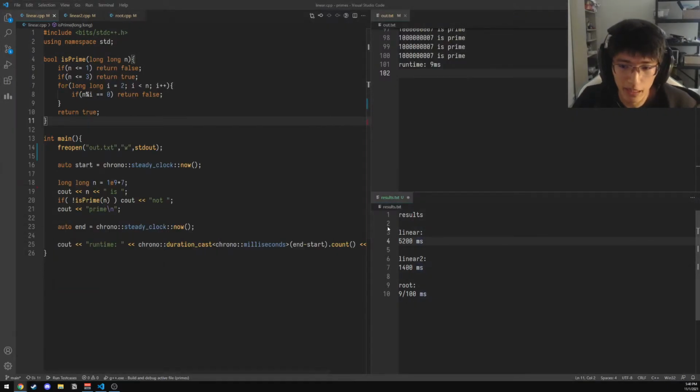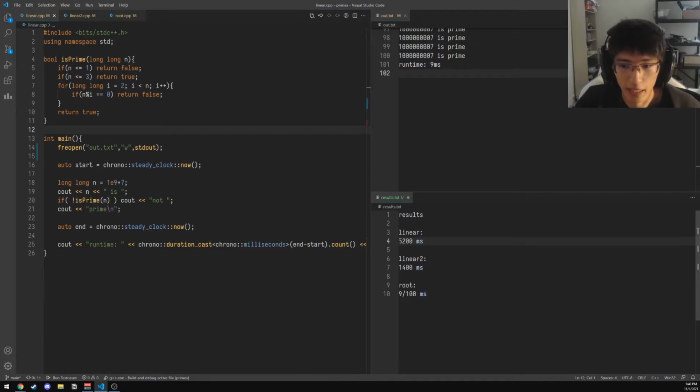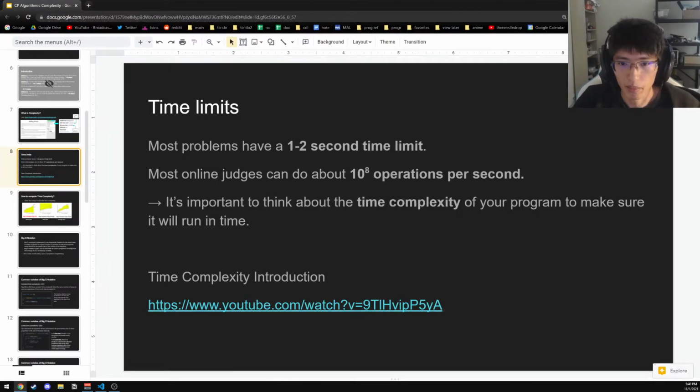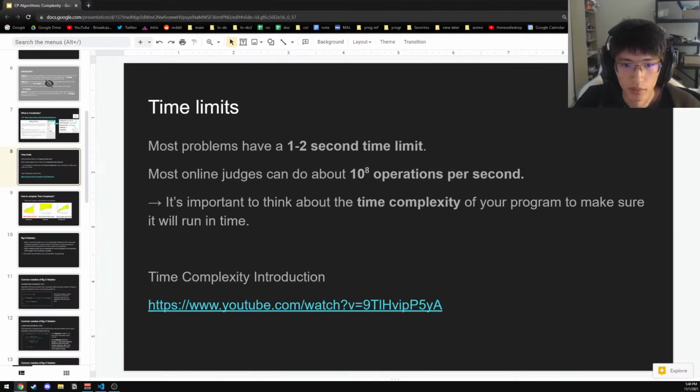You'd expect it to be somewhere in the ballpark of 10 seconds, and that's a good upper estimate. This actually took 5 seconds, but it's a good upper range, pessimistic estimate to think that it's around 10 to the 8 operations. And it's important to think about the time complexity of your program to make sure it will run in time.